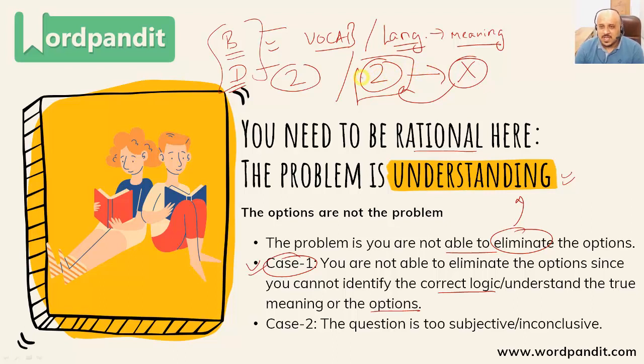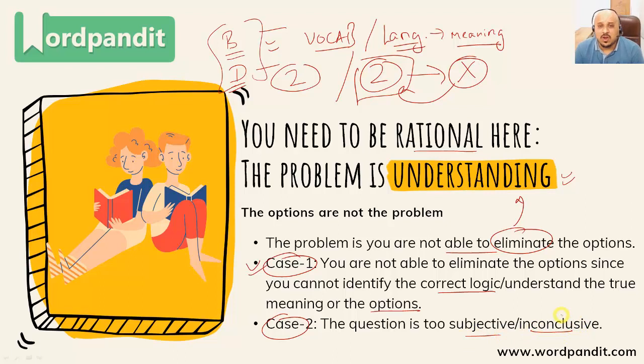What is their true implication, which again is further linked to your understanding and exposure to the language, right? Now the second case is the question actually is very subjective, and B and D there is wafer thin margin and it can go either ways, right? It's too subjective, it is inconclusive.